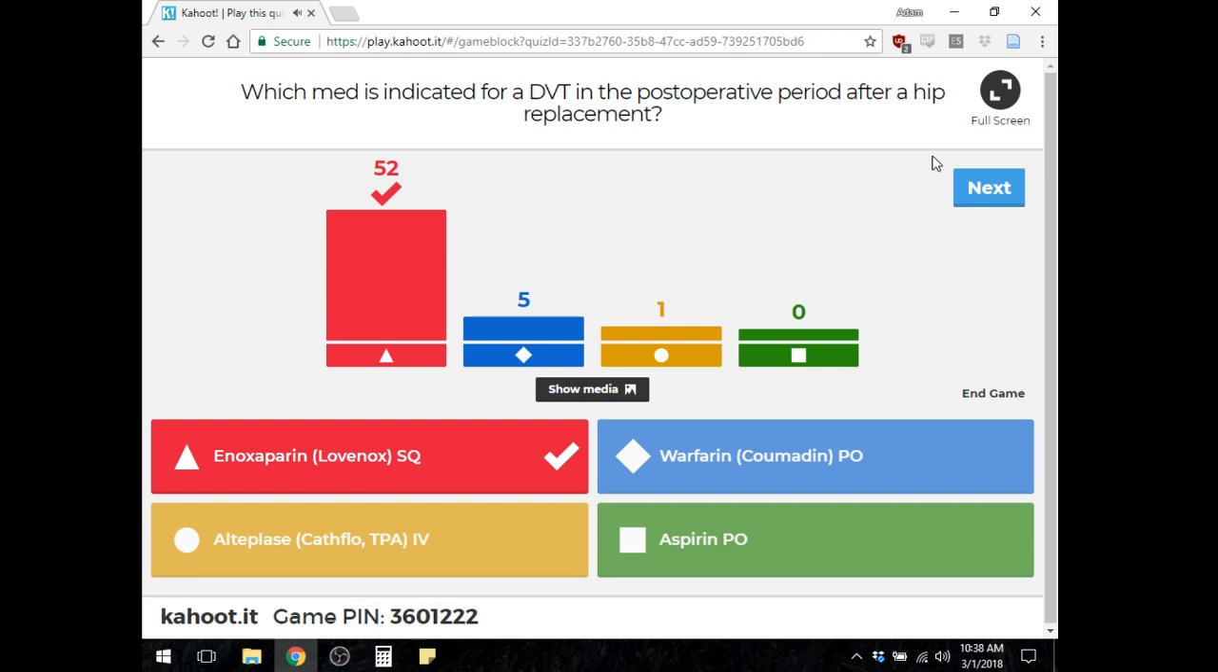Correct. Enoxaparin is correct. So why would warfarin not be correct? Takes too long to kick in, right? It's going to take several days before that actually starts to deplete this clotting factor, so it's not going to be a good option for that. How about TPA? Why not that?